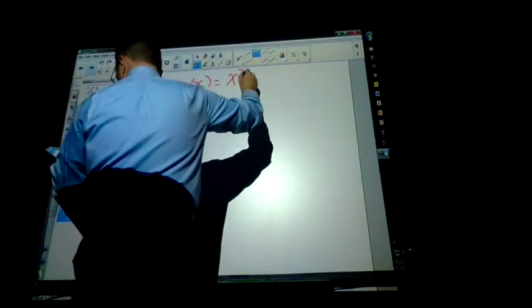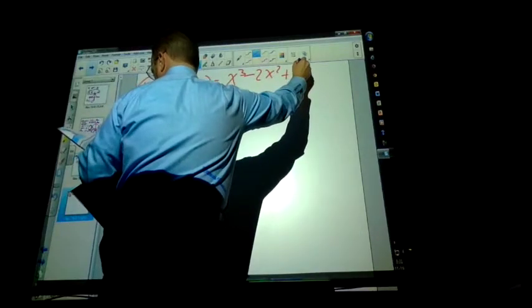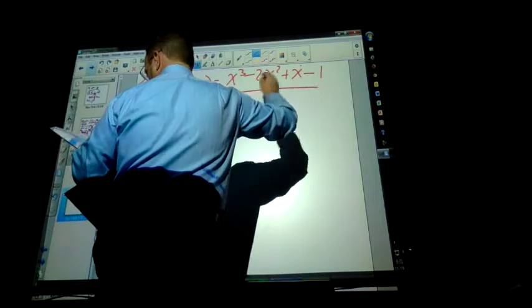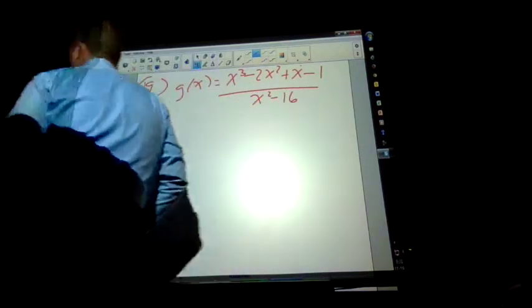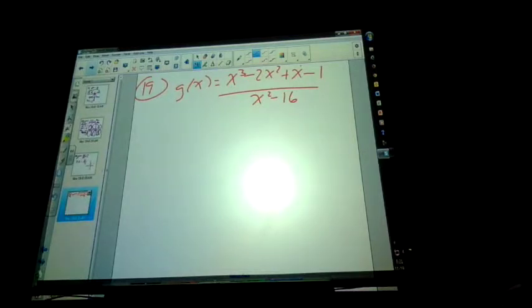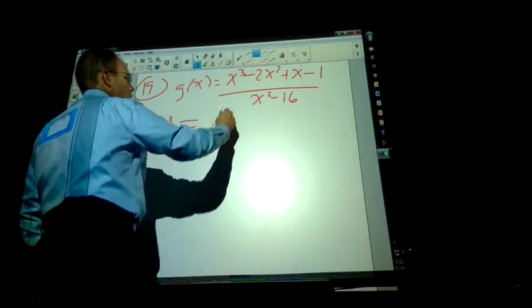G of x is equal to x to the third minus 2x squared plus x minus 1. Okay. If my degree on top is larger than my degree on bottom, do I have a horizontal asymptote? No. So horizontal asymptote? No.